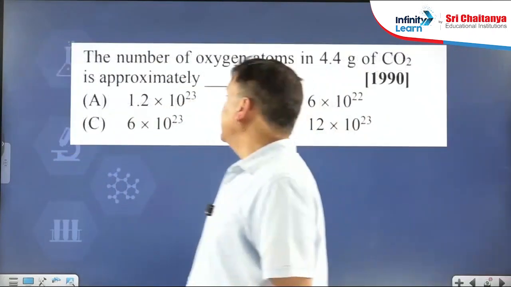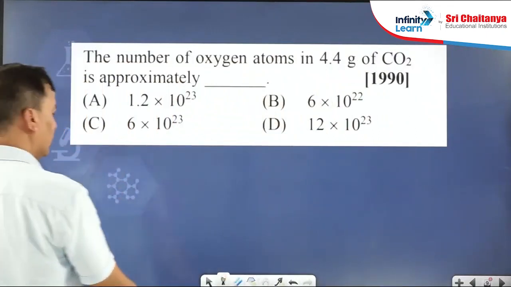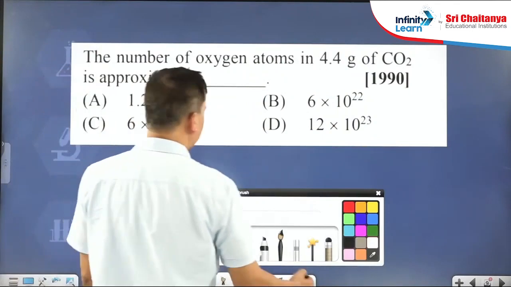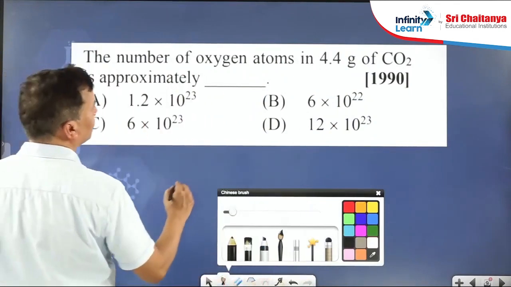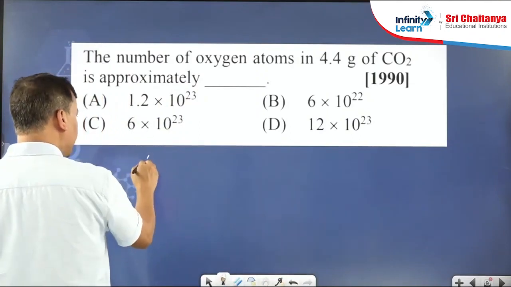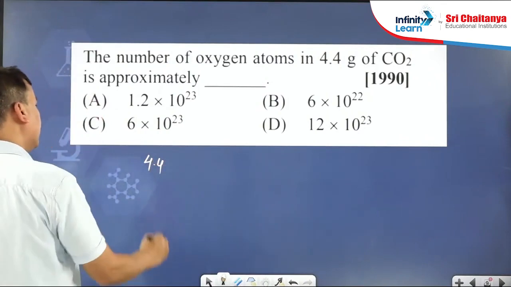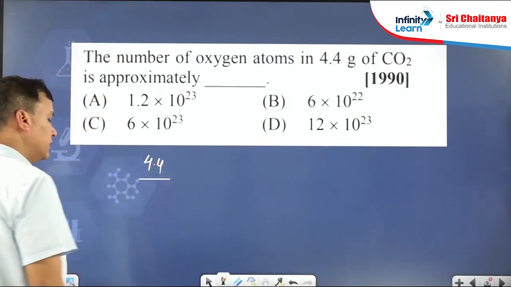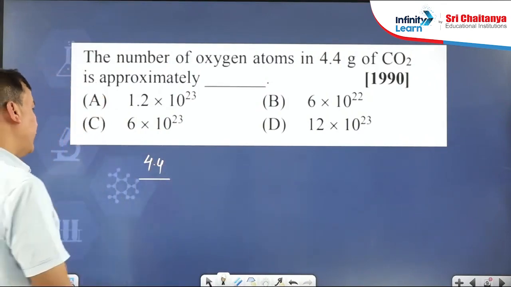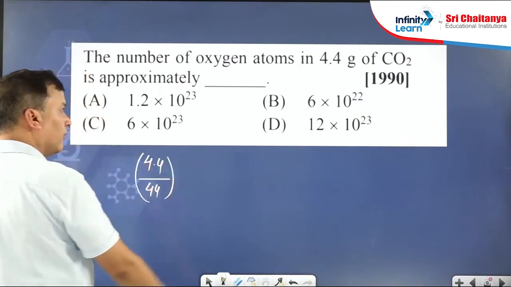Here is the number of oxygen atoms. This is the simplest question, so please solve it. It is approximately the number of oxygen atoms. I told you, first of all, whatever quantity is given to me has to be converted into the number of moles. That is 4.4 divided by 44. These are the number of moles.